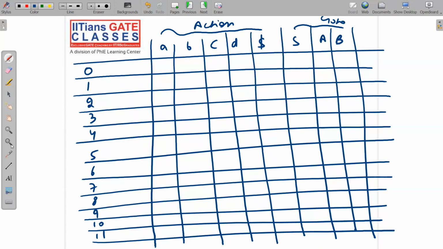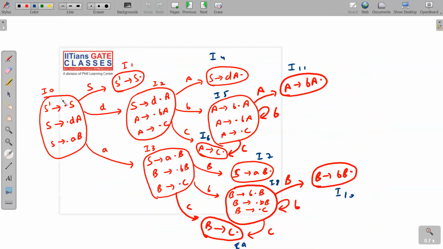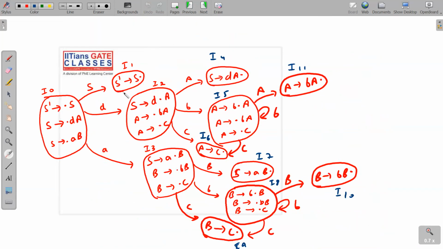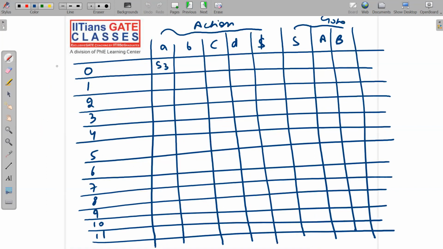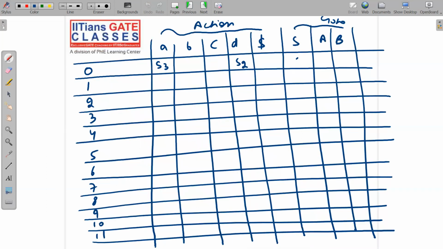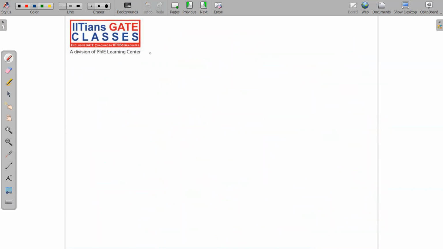Now I will directly fill the table. 0 on small a, S3. 0 on small b. Now I will directly say 0 on small d, I2, that means S2. 0 on dollar, nowhere are we going, 0 on dollar not allowed. So 0 on capital S, that is state number 1. That's it. Now 0 work is over.